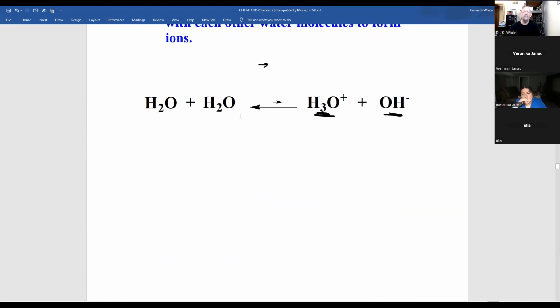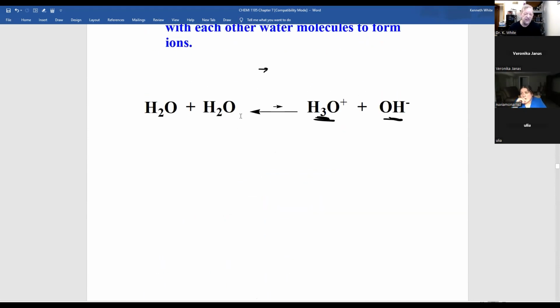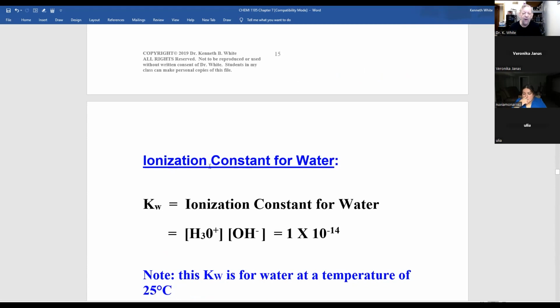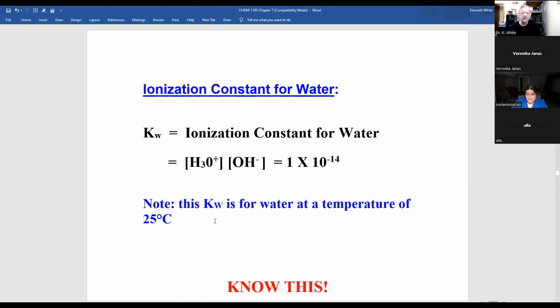Now, when you have equilibrium, there's a constant involved, a number showing how far one way or the other the reaction goes. For water, it's called the ionization constant. K is constant, W water. Actually, it's named after me, KW. I wish. But anyways, this you should know.